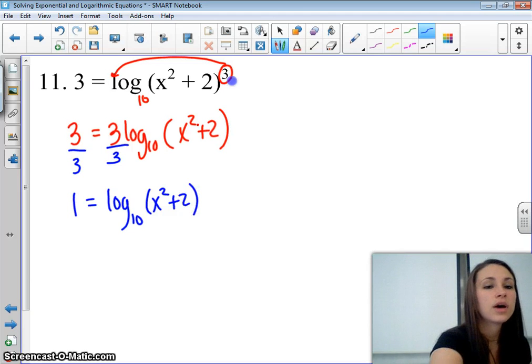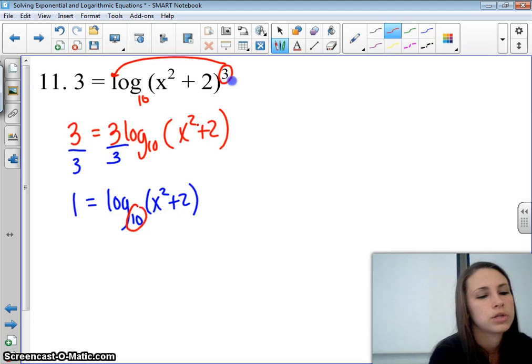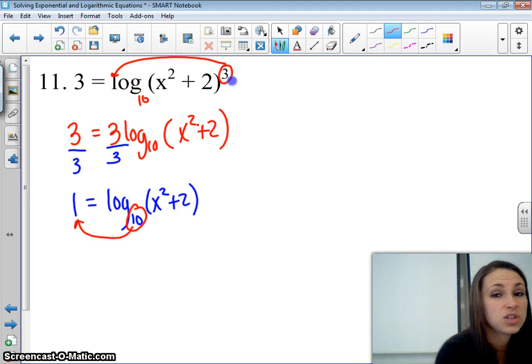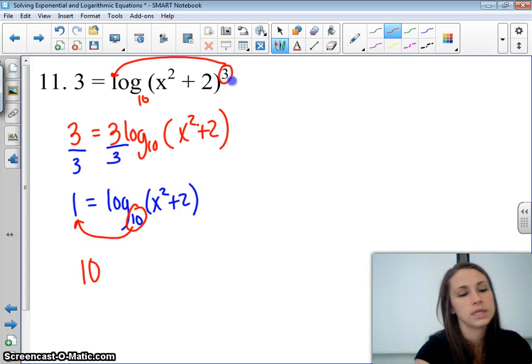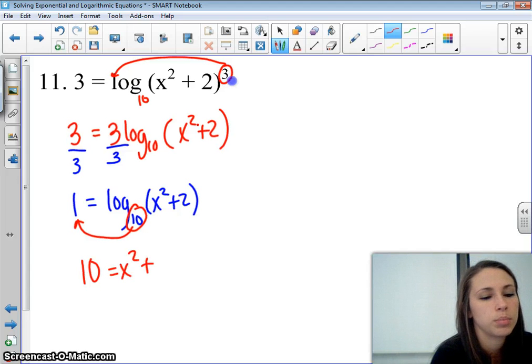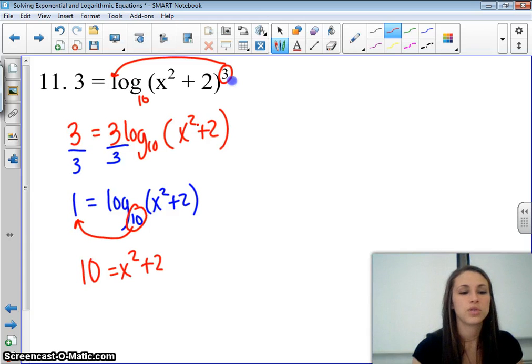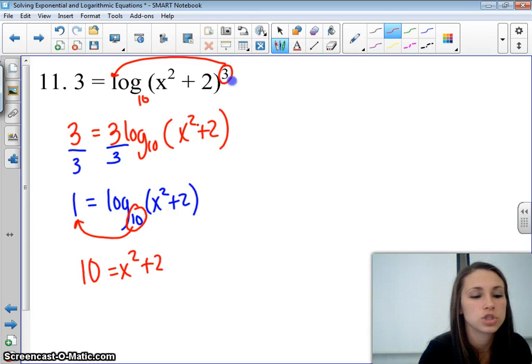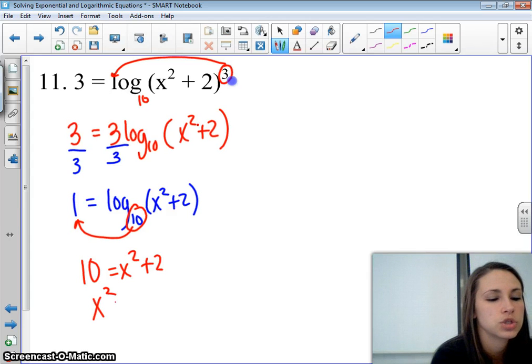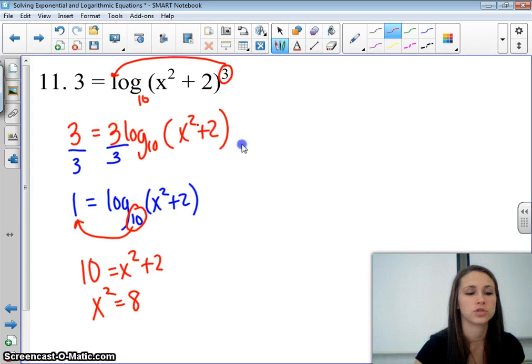And so now that I've got the log by itself, I'm going to go ahead and shelf snail. And so 10 to the 1 is just going to be 10. And so 10 is going to equal x squared plus 2. And so then I'm just going to solve it like a normal quadratic. The easiest way to solve this one is to subtract the 2 over. So this is going to be x squared equals 8 when I subtract the 2 over.